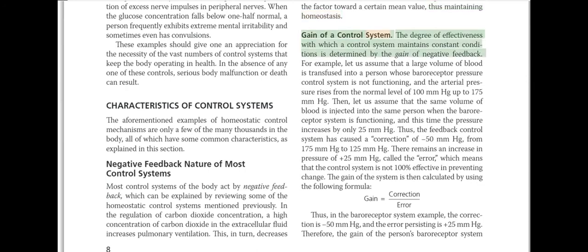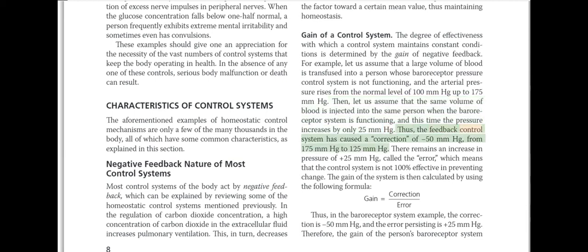Gain of a control system. The degree of effectiveness with which a control system maintains constant conditions is determined by the gain of negative feedback. For example, let us assume that a large volume of blood is transfused into a person whose baroreceptor pressure control system is not functioning, and the arterial pressure rises from the normal level of 100 mm Hg up to 175 mm Hg. Then, let us assume that the same volume of blood is injected into the same person when the baroreceptor system is functioning, and this time the pressure increases by only 25 mm Hg.